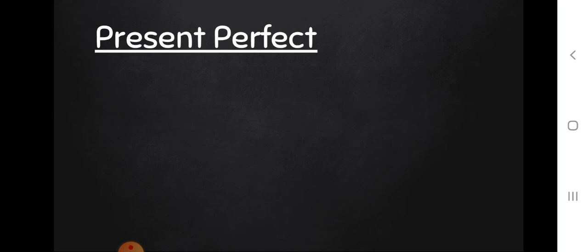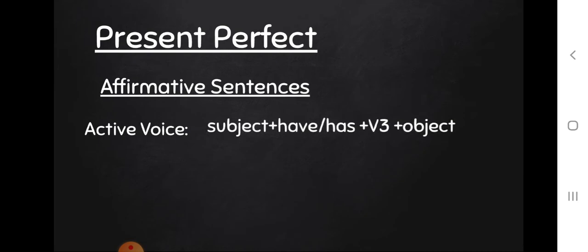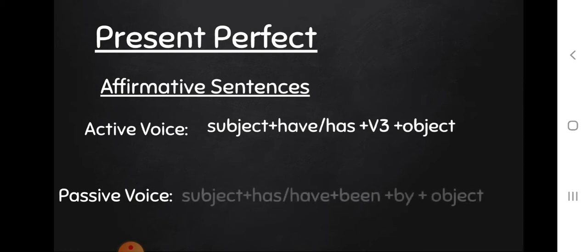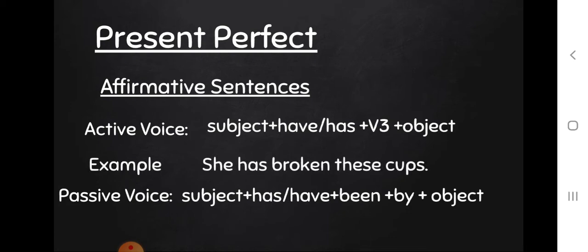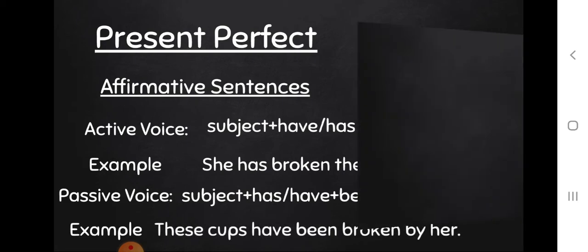Now we come to the next form, present perfect. Affirmative sentence, active is subject plus has, have plus V3 plus object. The passive will be subject plus has or have plus been plus V3 plus by plus object. Example, she has broken these cups. So, these cups have been broken by her.